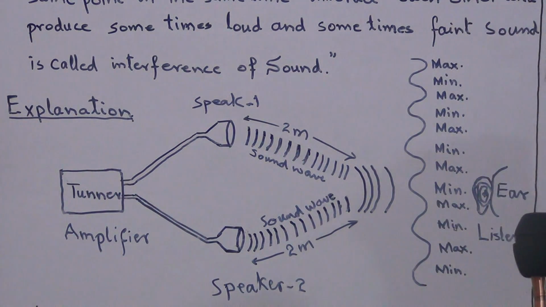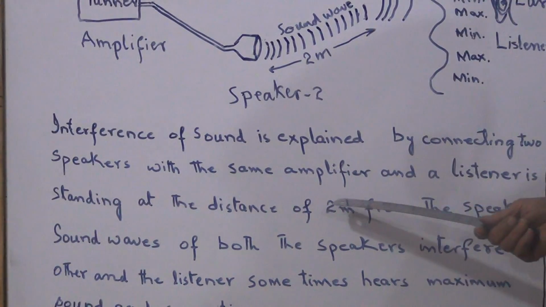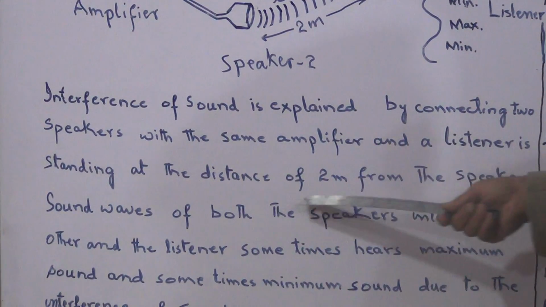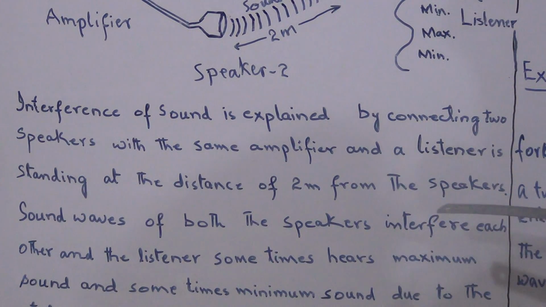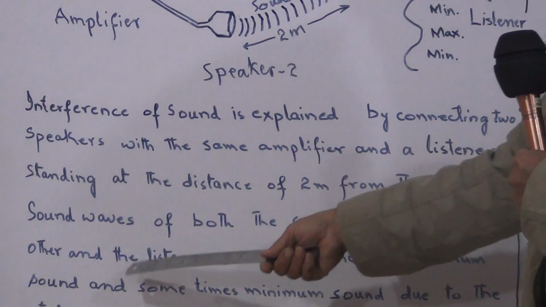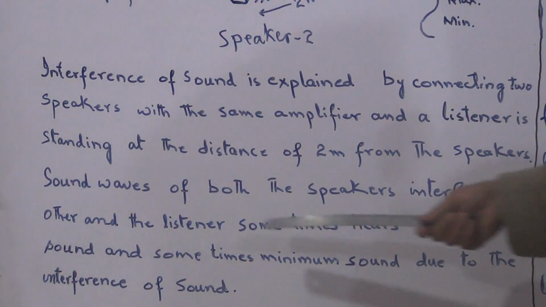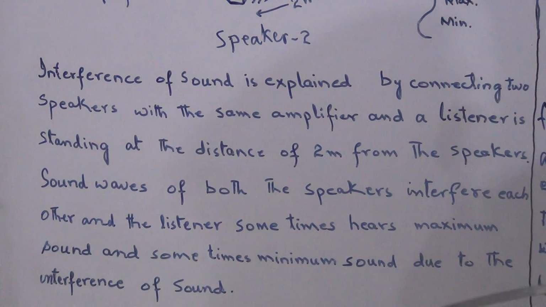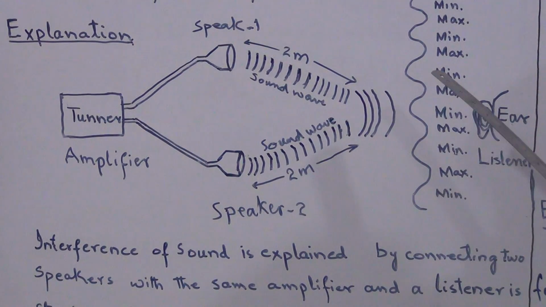Interference of sound is explained by connecting two speakers with the same amplifier and a listener standing at a distance of 2 meters from the speakers. Sound waves of both the speakers interfere with each other and the listener sometimes hears maximum sound and sometimes minimum sound due to the interference of waves. So these are the interference of sound waves.